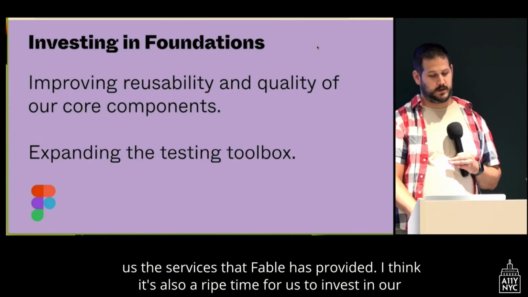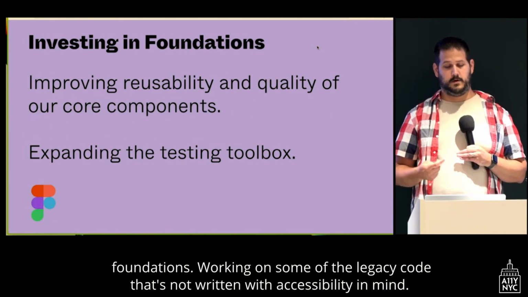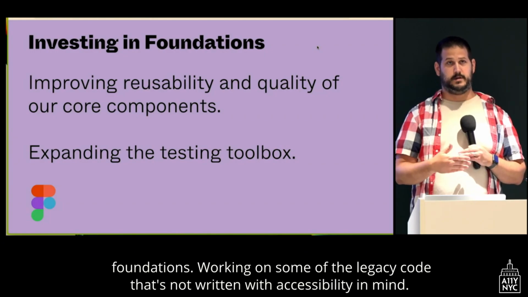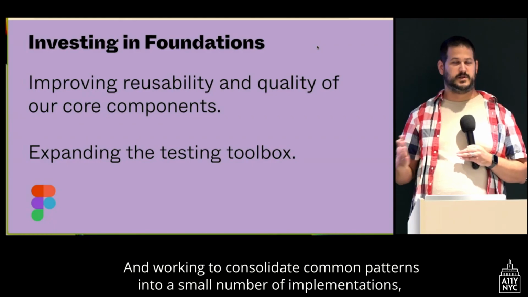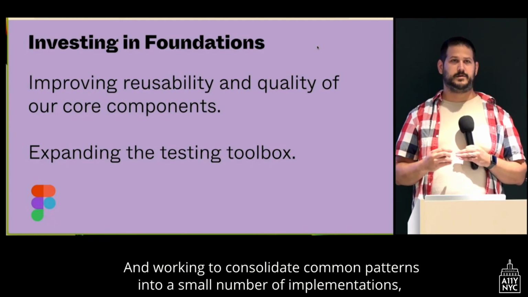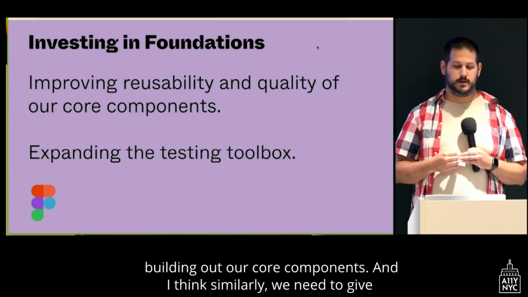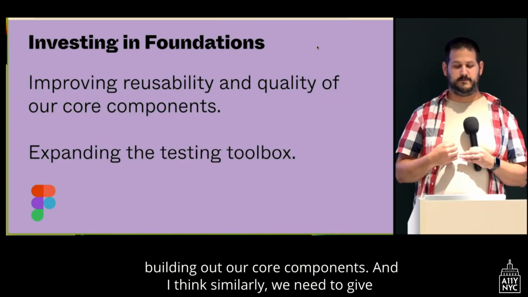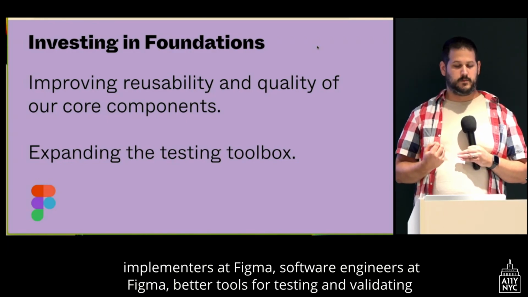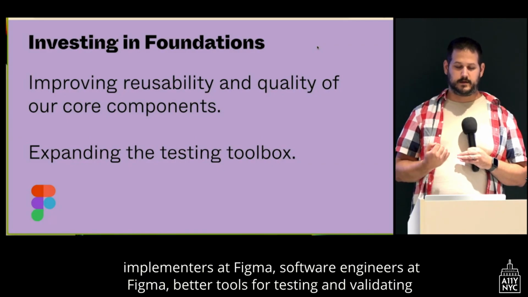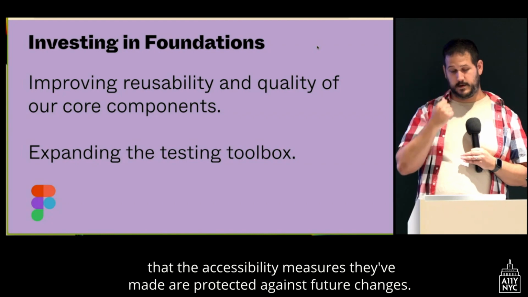I think it's also a ripe time for us to invest in our foundations, working on some of the legacy code that's not written with accessibility in mind, and working to consolidate common patterns into a small number of implementations, building out our core components. And I think similarly, we need to give implementers at Figma, software engineers at Figma, better tools for testing and validating that the accessibility measures they've made are protected against future changes.